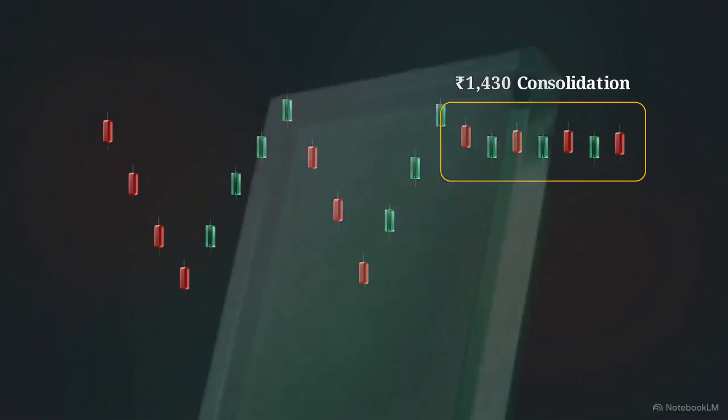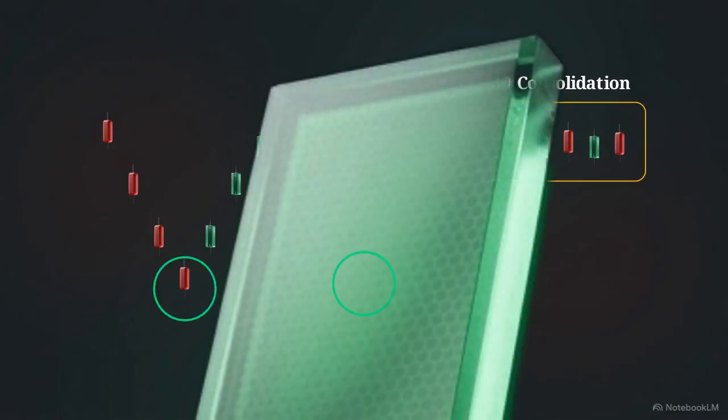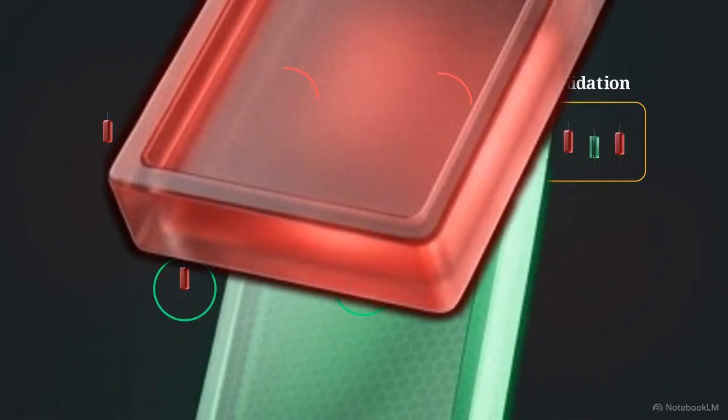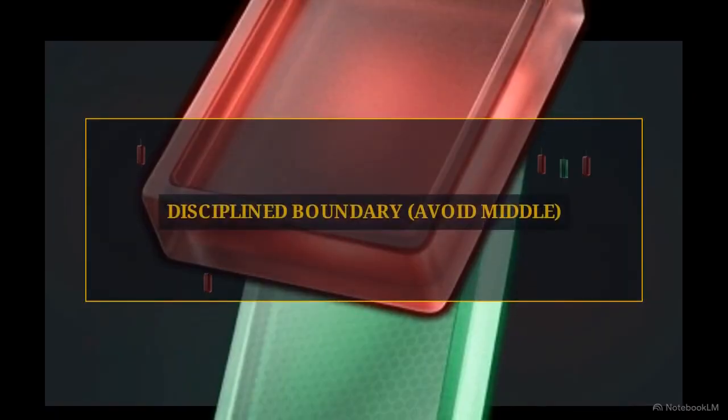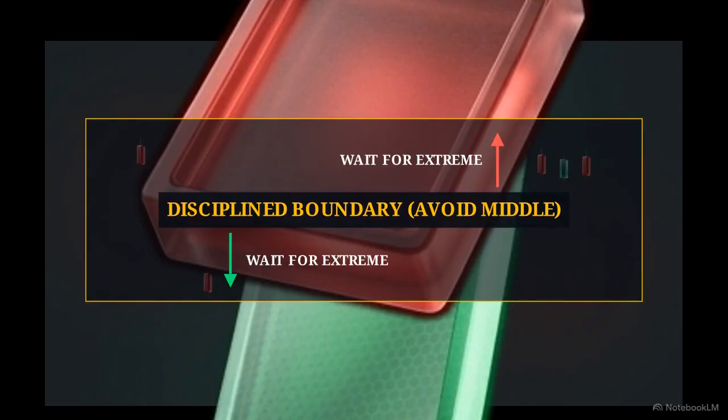Look down to the 1,350 range. Historically, this is a heavy demand zone where institutional buyers stop the decline. Look up to the peaks near 1,448. This overhead resistance is the exact ceiling where selling pressure routinely overwhelms buyers. By mapping these extremes, you create a disciplined boundary. You simply wait for the market to come to you.